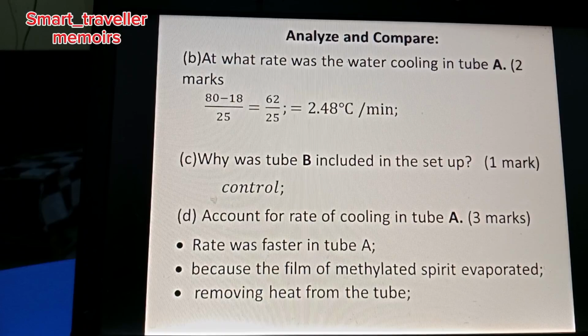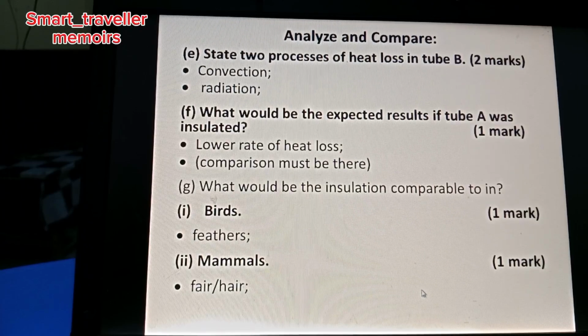Why was tube B included in the setup? This is just a control, to account for the rate of cooling in tube A. The rate was faster in tube A because the film of methylated spirit evaporated, removing heat from the tube. State 2 processes of heat loss in tube B: convection and radiation.